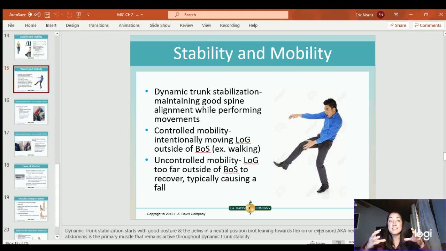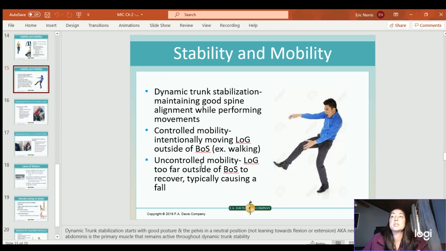So your spine is not leaning towards flexion. It's not leaning towards extension, but it's right in the middle, kind of that sweet spot. Same with the pelvis. The pelvis can be anteriorly tilted, leaning forward, or posteriorly tilted, leaning backwards. But with dynamic trunk stabilization, you want it neutral, right in the middle in that sweet spot.